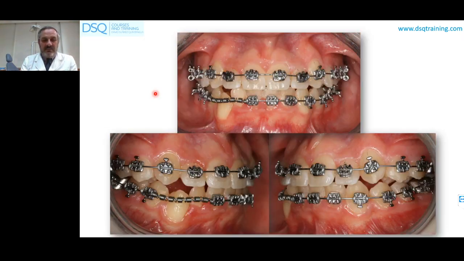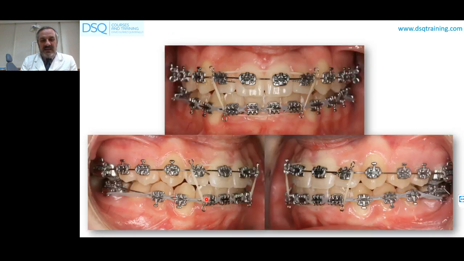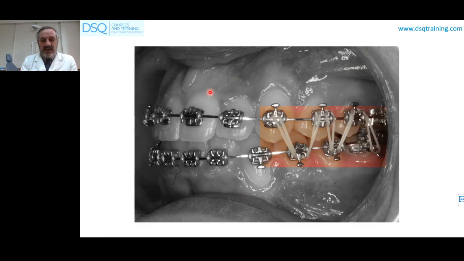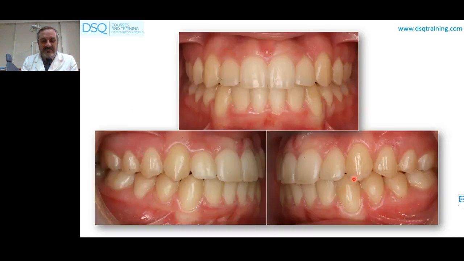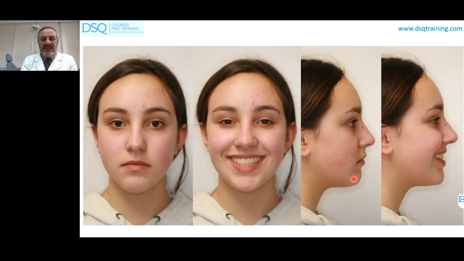and now I put wires in the upper and the lower and open the space between the premolar and the central incisor. Now we have to engage the elastics in this position. And now we are using very short and heavy elastic to engage the occlusion. The result of the treatment was very nice.